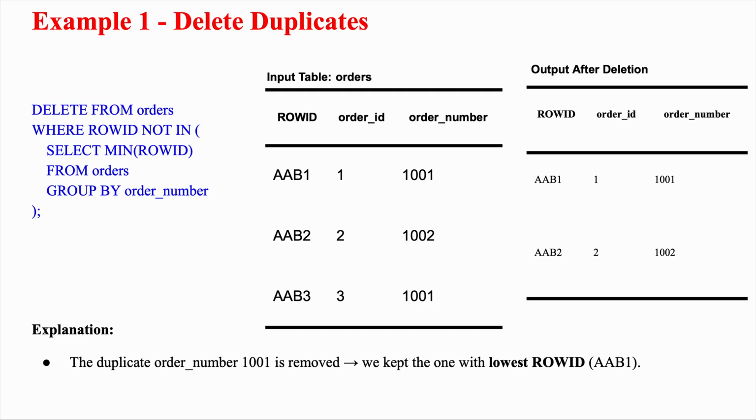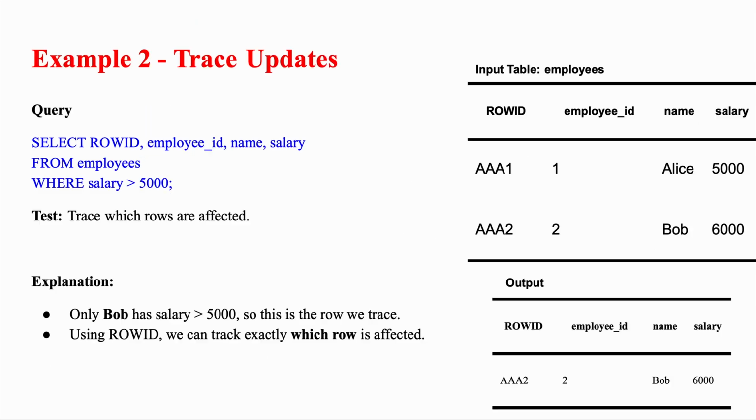We have duplicate order numbers. We select the minimum row ID per order number and delete the rest. After deletion, we are left with only unique order numbers. This is very useful in ETL testing and data cleanup.